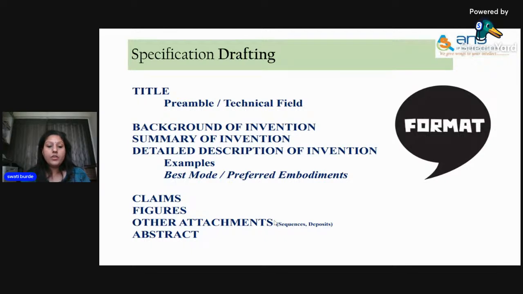Then claims, we already talked. Then abstract. The word limit for the abstract is 500, and in the abstract it is important to describe the invention, to talk about the advantages of the invention, the necessity, the need for the invention, and a little bit you can explain about the main points of the invention.